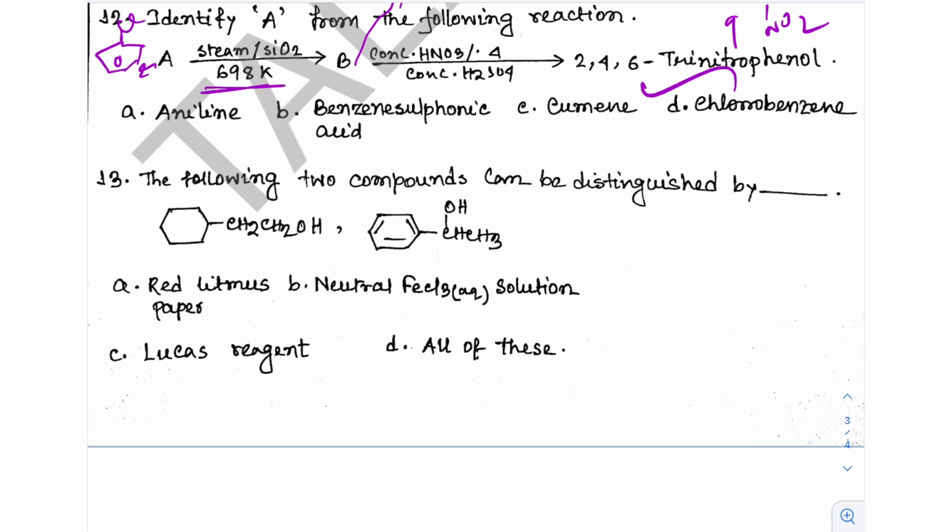Next question 13. The following two compounds can be distinguished by which test? Two alcohols are given. This is an aliphatic alcohol, and this is also an aliphatic alcohol. So red litmus paper is not suitable. With neutral FeCl3 aqueous solution, both will respond negative. Lucas reagent will be the answer, because this is a 1 degree alcohol and this is a highly stable benzylic 2 degree alcohol. So here no precipitate appears when treated with Lucas reagent. Here a precipitate appears when treated with Lucas reagent. White precipitate or turbidity forms in the Lucas test. So these two alcohols can be distinguished by the Lucas test. Option C is the correct answer, Lucas reagent.